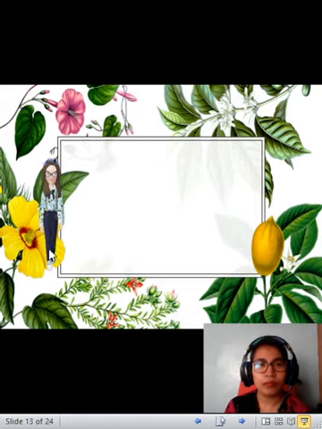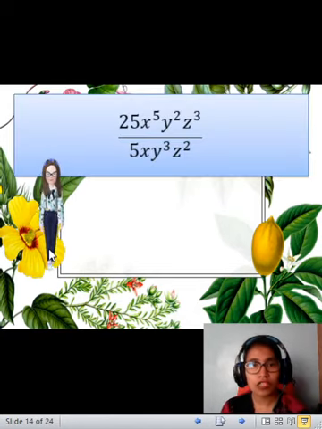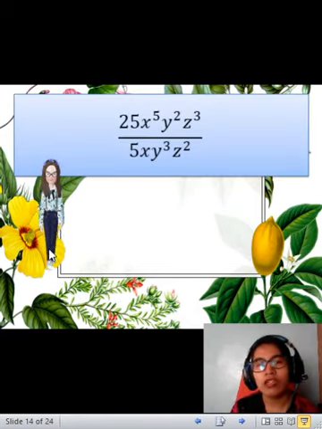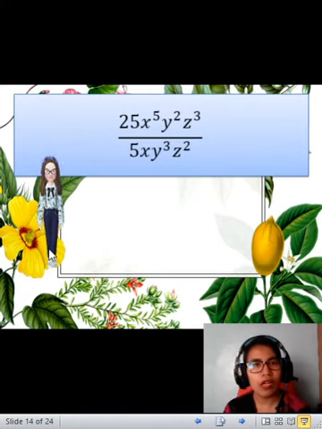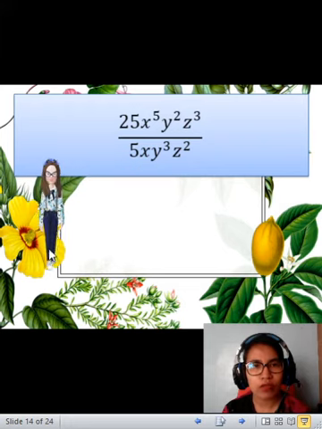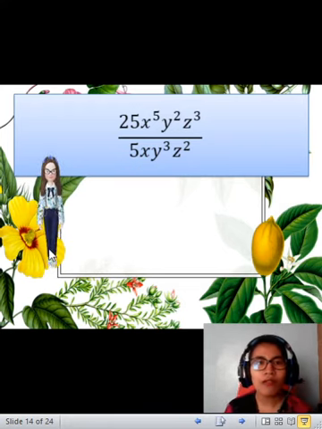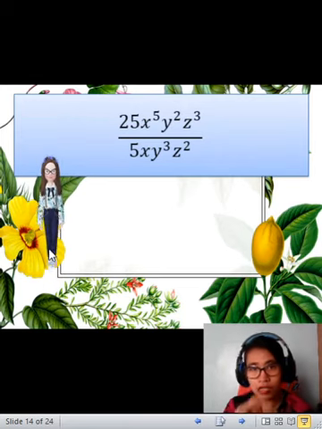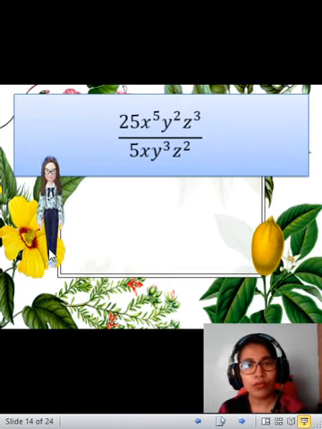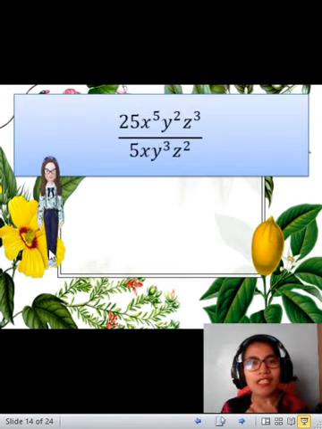Next example is for our division. So division of monomial by monomial first. So we have 25x to the 5th y squared z cubed divided by 5xy cubed z squared. So again, as the rules apply, we will just subtract the exponents with the same base.